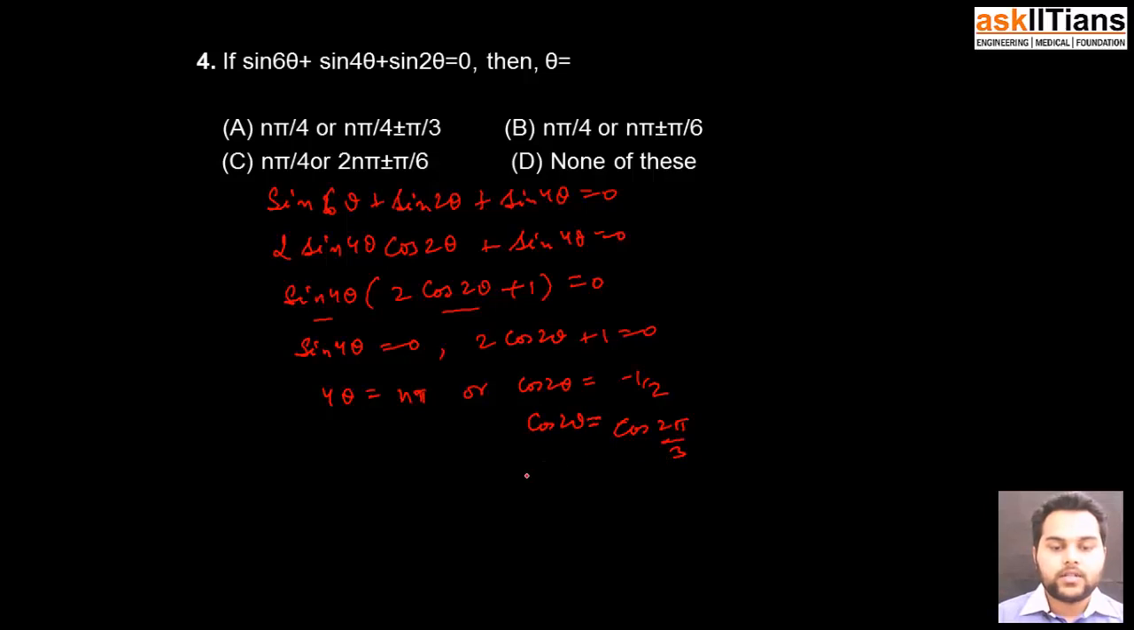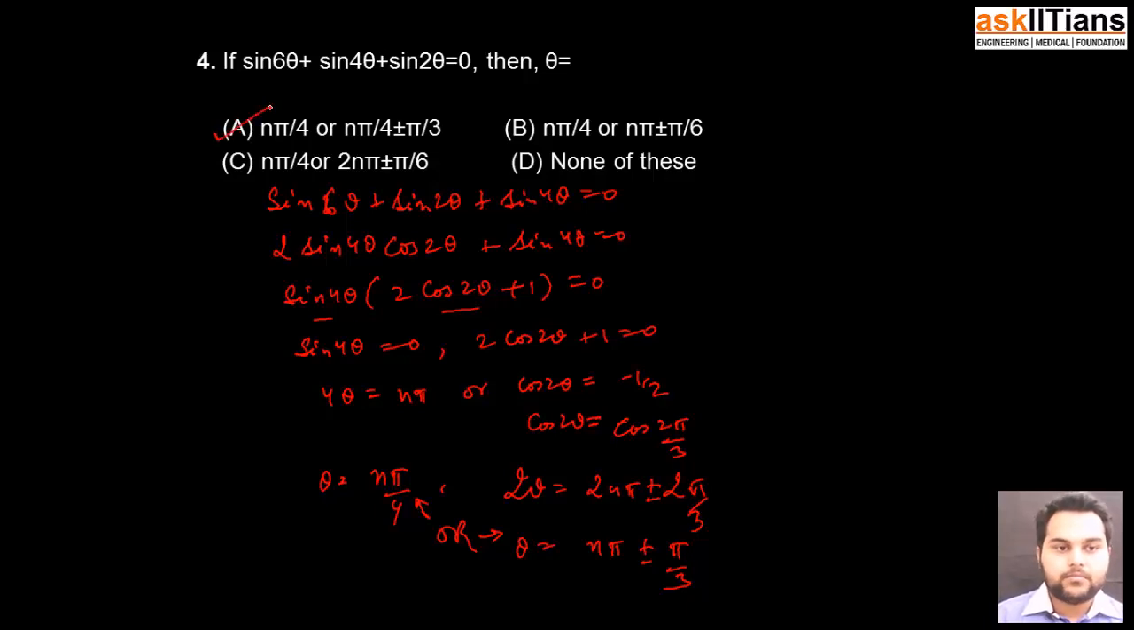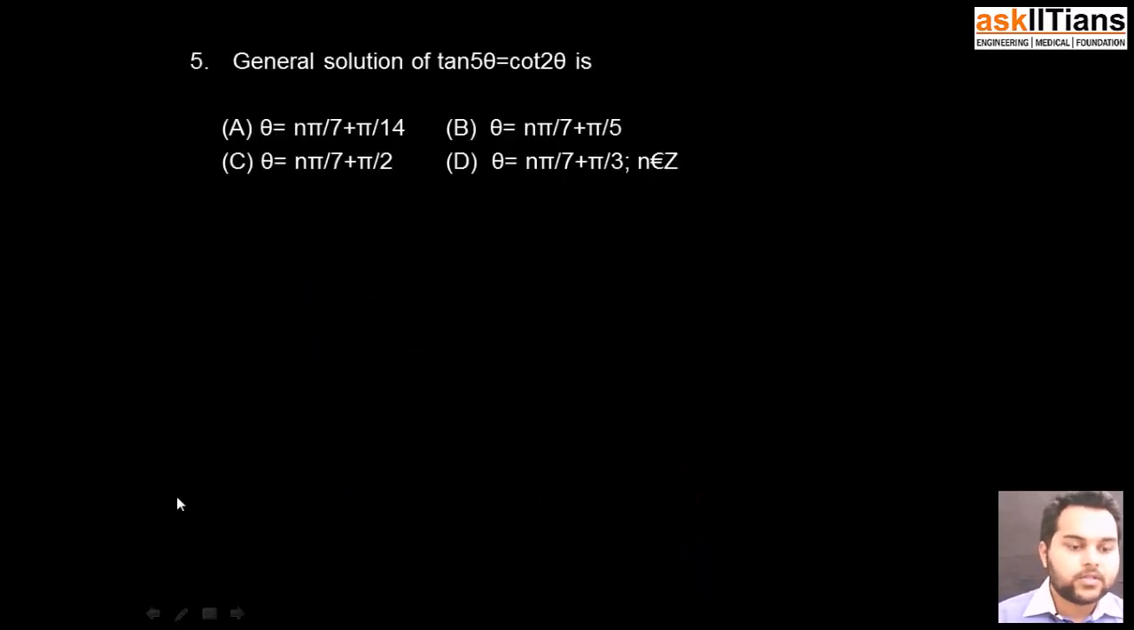is equal to cos 2 theta, and hence 2 theta would be 2n pi plus minus 2 pi over 3, and the other equation would give me theta as n pi by 4. This equation when considered would give me n pi plus minus pi by 3. So either this or this solution. So these are the two solutions in OR, and hence the option that is correct for this is A. That's the right option. Coming to the next question.